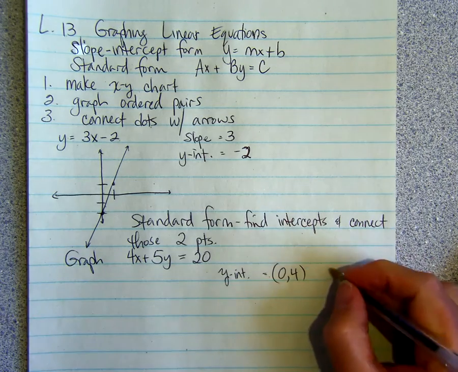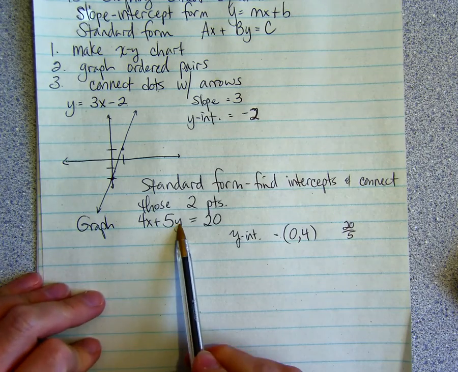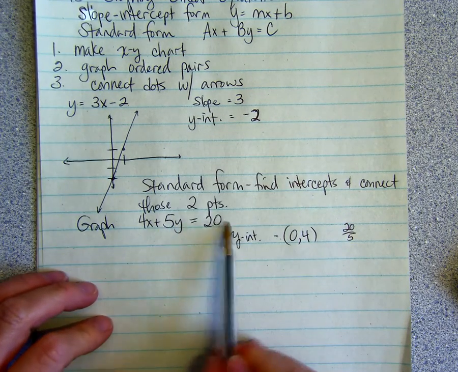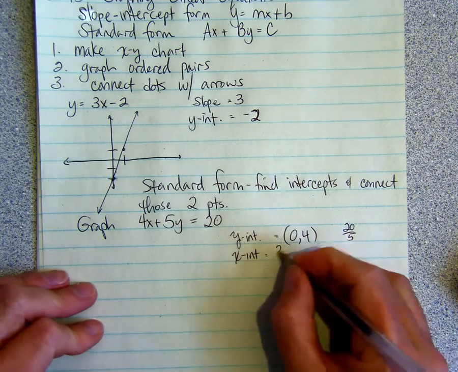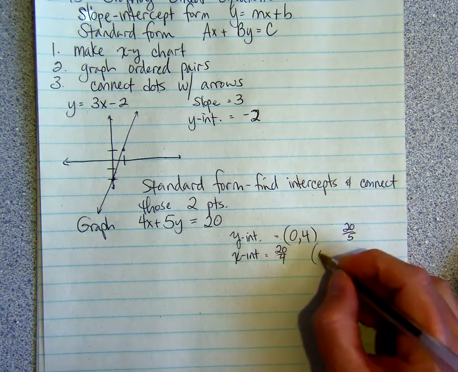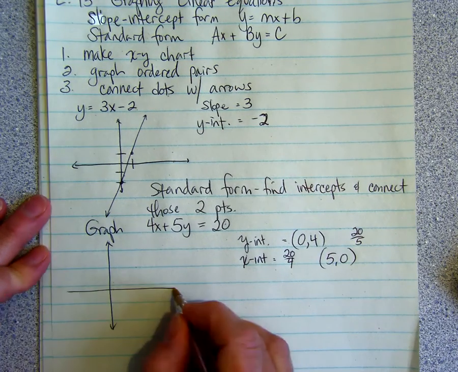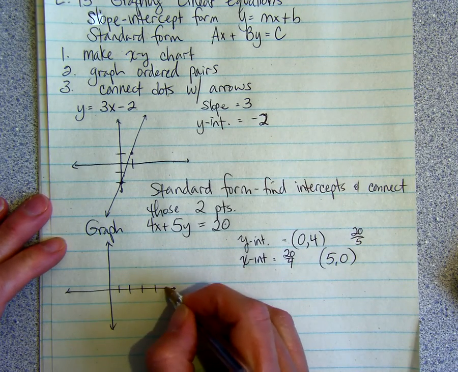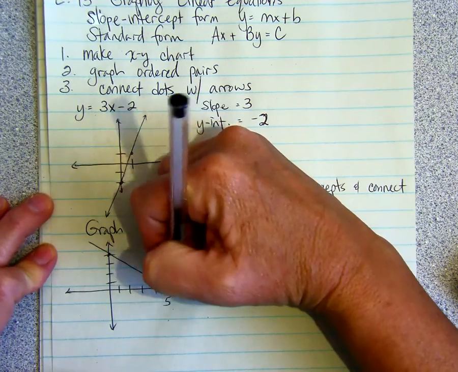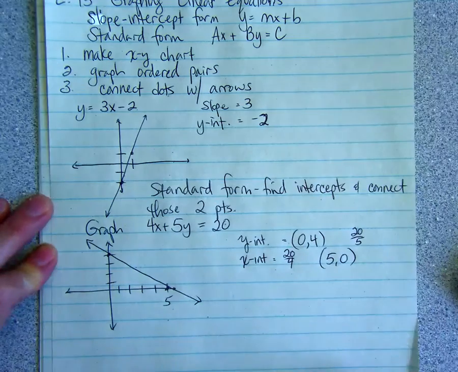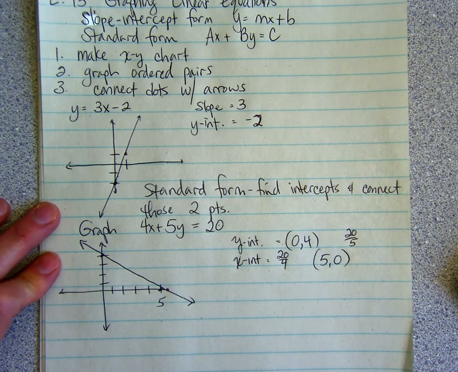Or you could say it's equal to 20 divided by 5. So if you look right here, the 5 is the coefficient of y, so if you're looking at the y-intercept, just do 20 divided by 5. The x-intercept, you could do 20 divided by 4 to get 5, 0. So the x would be on 5, the y would be on 4. Connect those 2 dots and put arrows, and there's your linear equation graphed from a standard form equation.